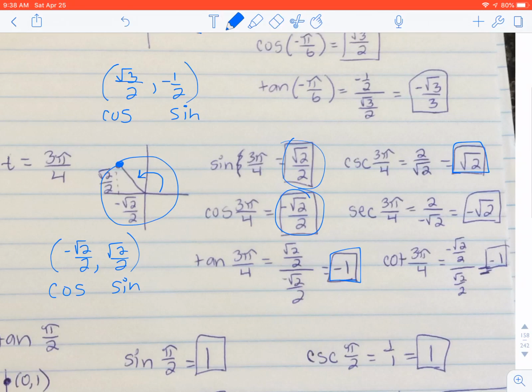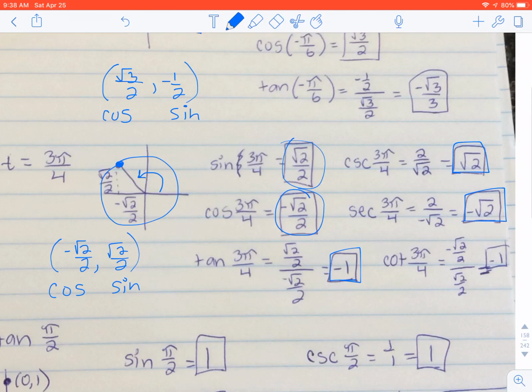Your secant of 3 pi over 4. Again, we're going to take the reciprocal of cosine. So we have 2 over -square root 2. Multiply the top and bottom by square root 2. Okay, so you end up with -square root 2.